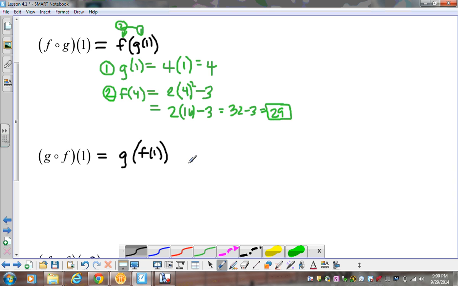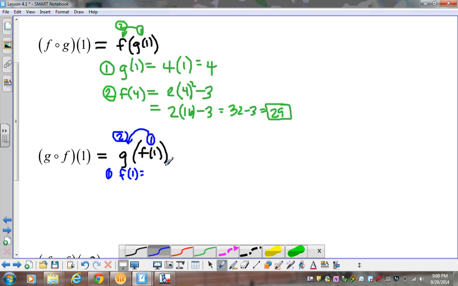All right. So the first thing I need to do, step 1, is f of 1. Then, after I've found my value for f of 1, I can take that and plug it into g of x. That's going to be my second step. So let's look at my first step. The first thing I'm going to do is f of 1.